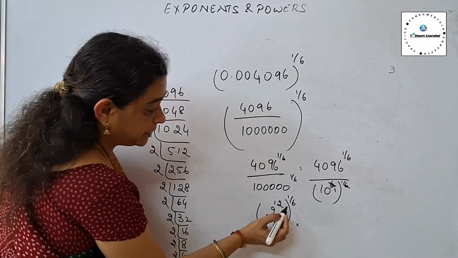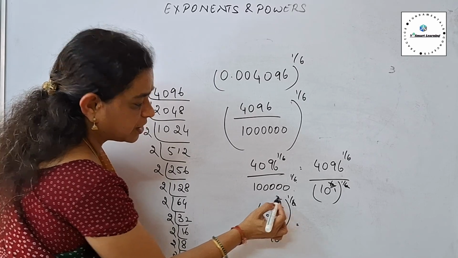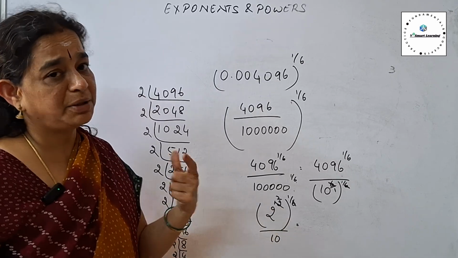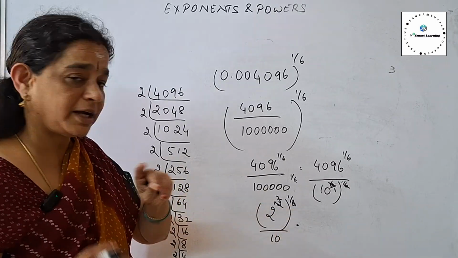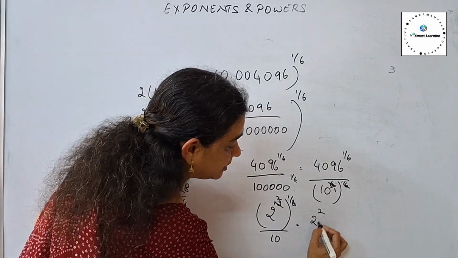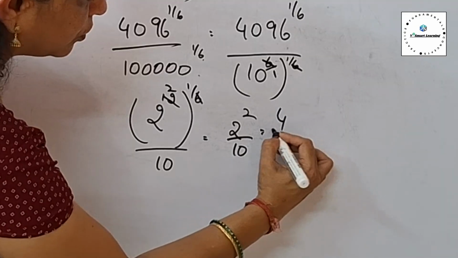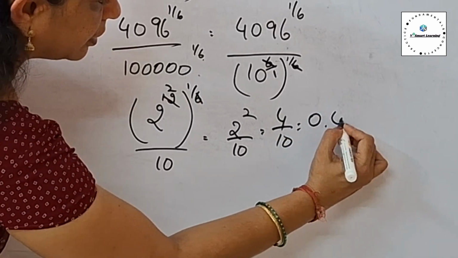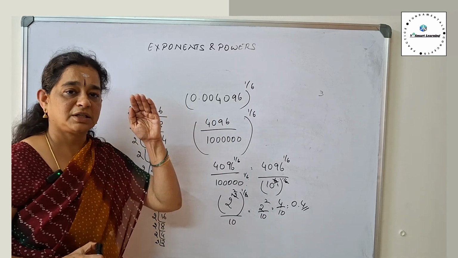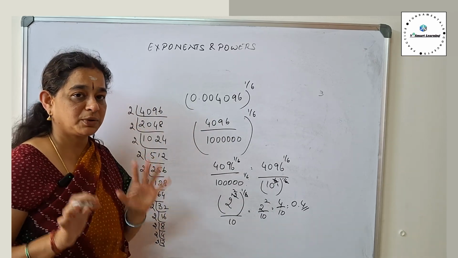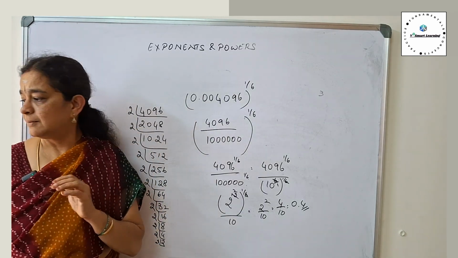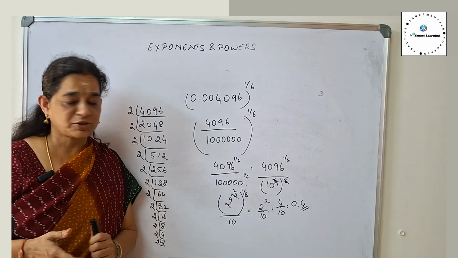Correct? So what will happen? 6 1s are 6, 6 2s are 12. Not necessary it should be exactly 6. It can be a multiple of 6 also. See, my idea should be that this denominator should get cancelled. So I am getting 2 square by 10, 4 by 10, 0.4. So isn't that a simple answer? So whenever you have a decimal, just convert it into a fraction, into a rational number, and then go by the rules of exponents, right? Okay, so we'll go to the next problem.